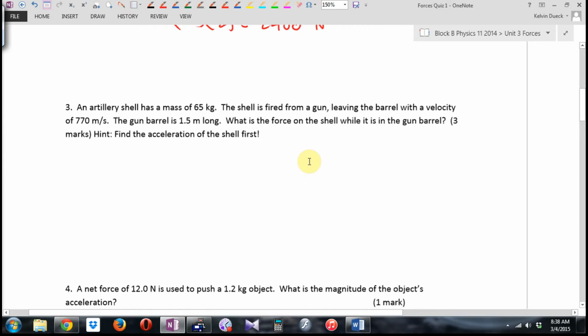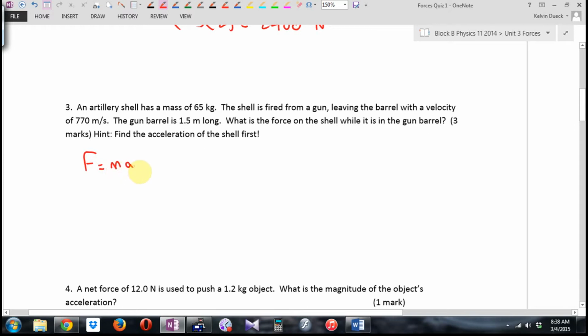Number 3, Thomas, how many marks is number 3 worth? 3. You know what? Probably multi-step. Hopefully you've clued in by now. That's kind of how I roll. Okay? So probably multi-step. It wants me to find the force on the shell. I think it wants me to go like this.